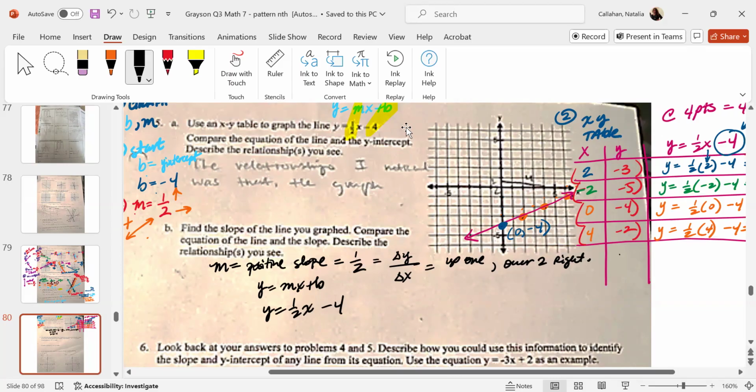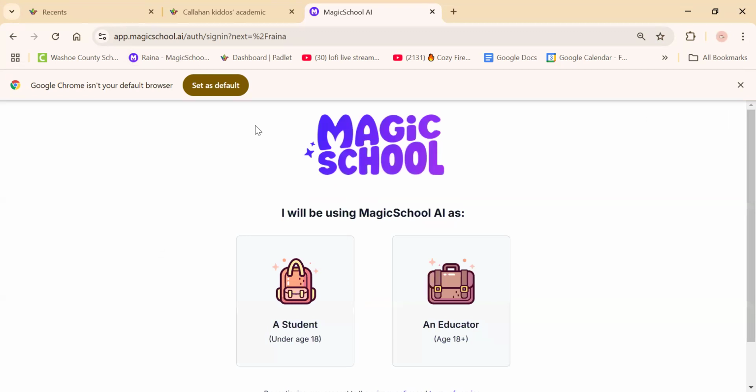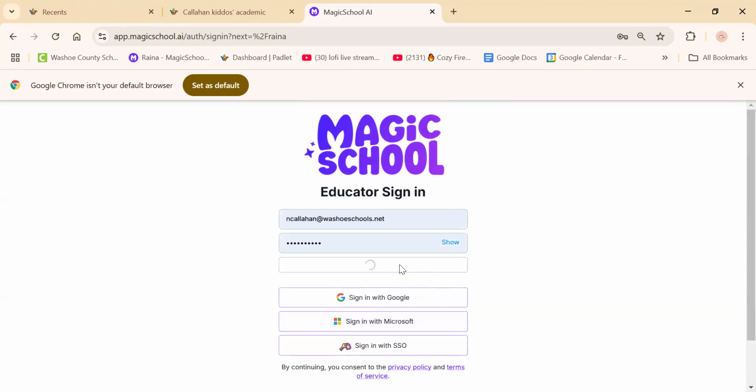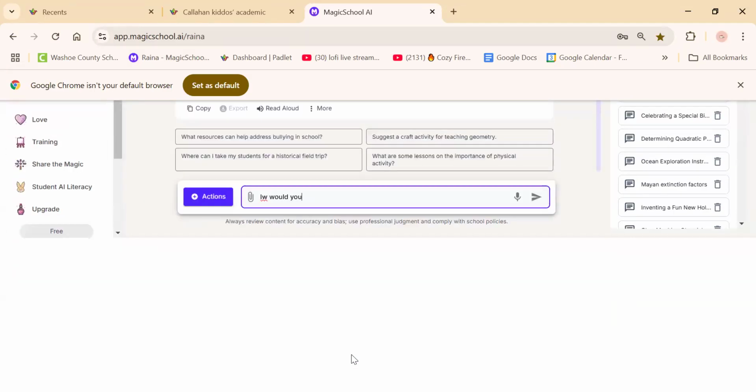Let's see. I guess we can do something else. Let me see if AI has something different to say. I mean, really, slope is about steepness, right? So every time you go up one, you go over two. So it's not as steep. Positive slope. You can just go ahead and do that. Write that down. How would you describe a slope of 1/2?